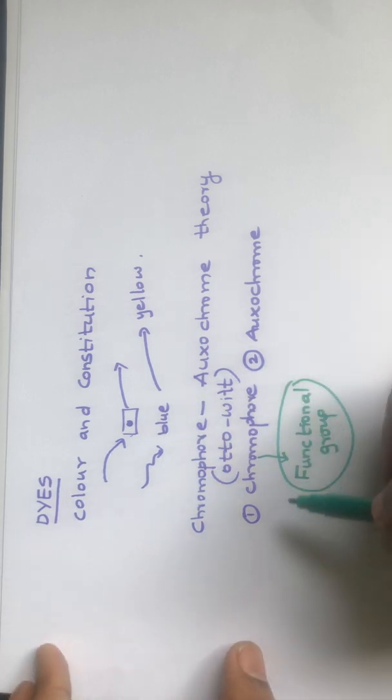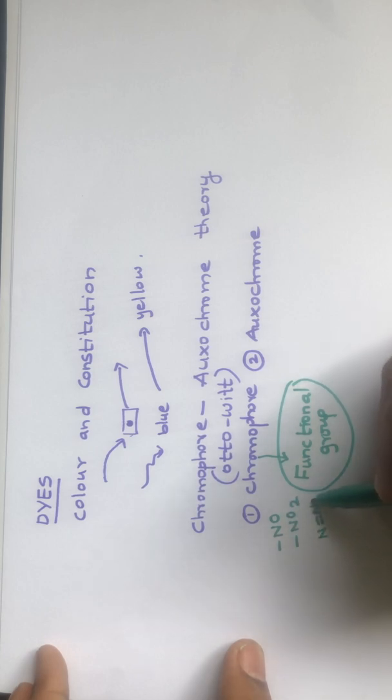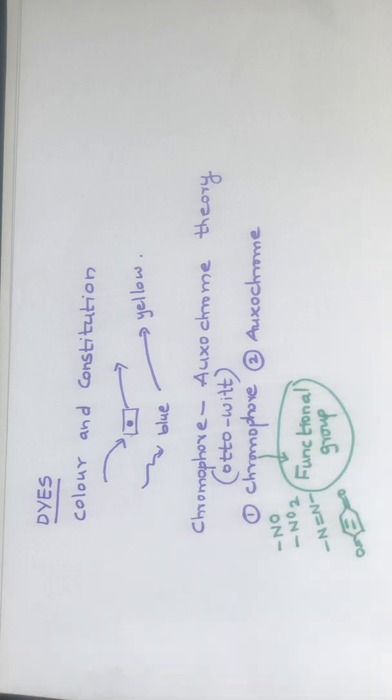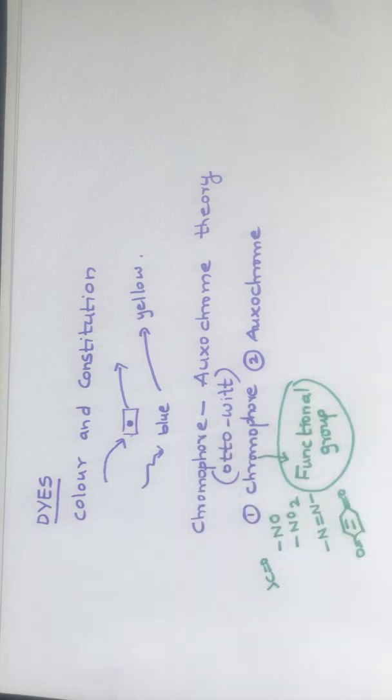Examples of some of the chromophores: the nitroso group is a chromophore. The NO2 nitro group is a chromophore. The diazo group is a chromophore. Even the quinoid ring, paraquinoid, is also a chromophore. Even the carbonyl group is a chromophore. Due to these groups present in a molecule, that molecule will have a color. So those are called chromophores. An organic compound containing a chromophoric group is referred to as a chromogen.